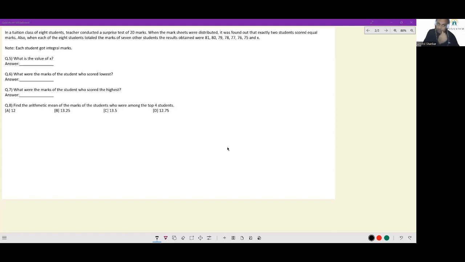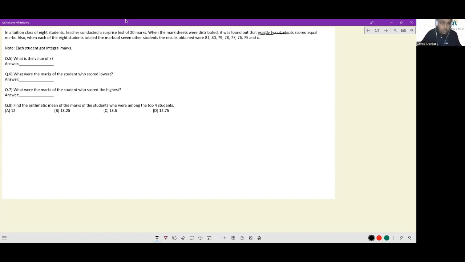Let's look at this set. In a tuition class of 8 students, a teacher conducted a surprise test of 20 marks. When the mark sheets were distributed, it was found that exactly 2 students scored equal marks, which means there are 7 distinct scores available. One of those scores is getting repeated, but there are 7 distinct scores available that are given out to 8 people.